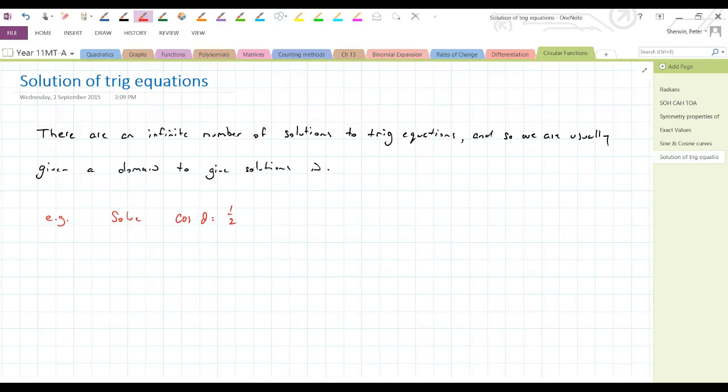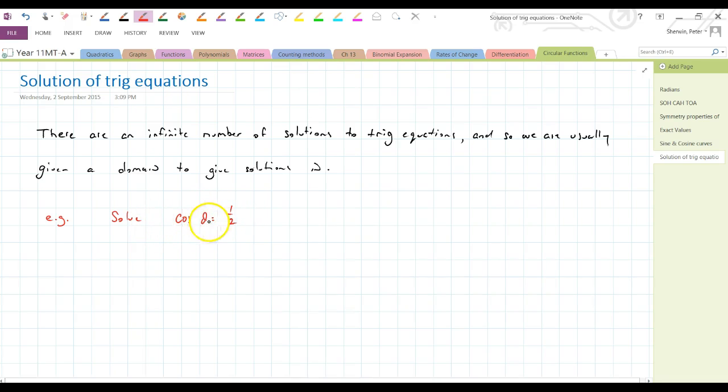Okay, moving on, we're now looking at solutions of trig equations. And so the first thing to note down, as is put down here in our heading, is that there are an infinite number of solutions to trig equations, and we'll have a look at that in a moment. And so we're usually given a domain to give our solutions in. All right, so our first example here is solve cos theta equals a half.